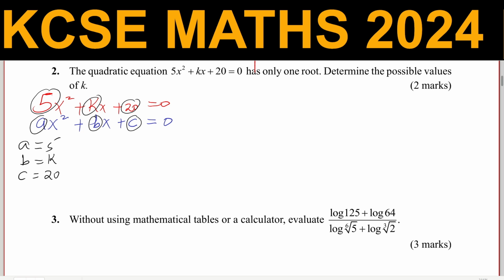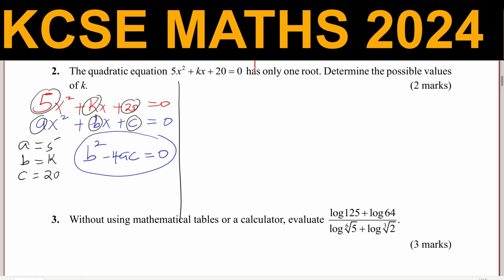Once we've done that, there's something we need to understand that will help us get the value of k. If this quadratic equation has only one root, then in a standard quadratic equation, b squared minus 4ac is equal to 0. That is the one that is going to help us get the value of k. Now that we know the values of b, a and c, we just need to substitute them there. This is one way that we can get that.